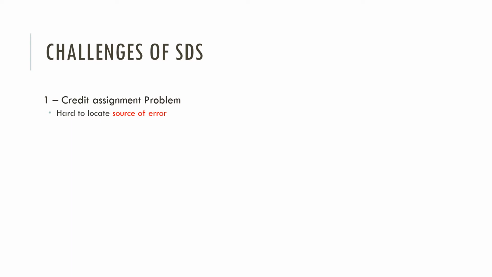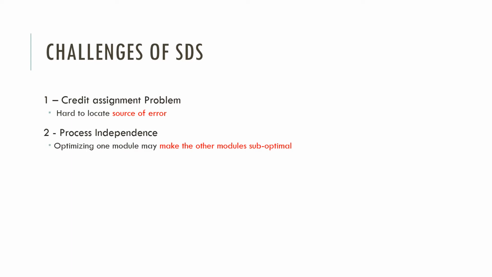The second challenge that faces spoken dialogue systems is process independence. Assuming I want to optimize the state tracker, the dialogue policy may become suboptimal because it was originally trained on a different version of the state tracker. So it's hard to update one module out of the whole pipeline without rendering the performance of the other parts suboptimal. There's no way that we can independently work on one of the units, and this will be another major challenge that faces spoken dialogue systems.